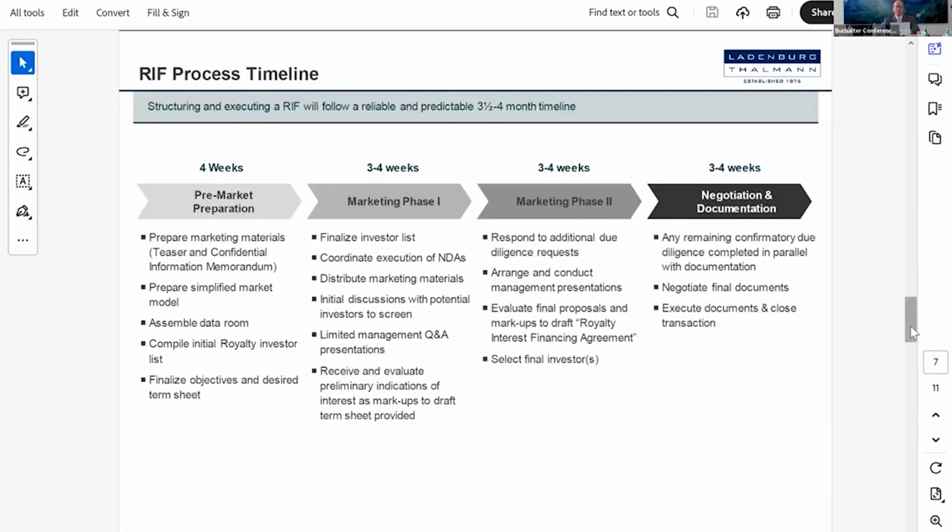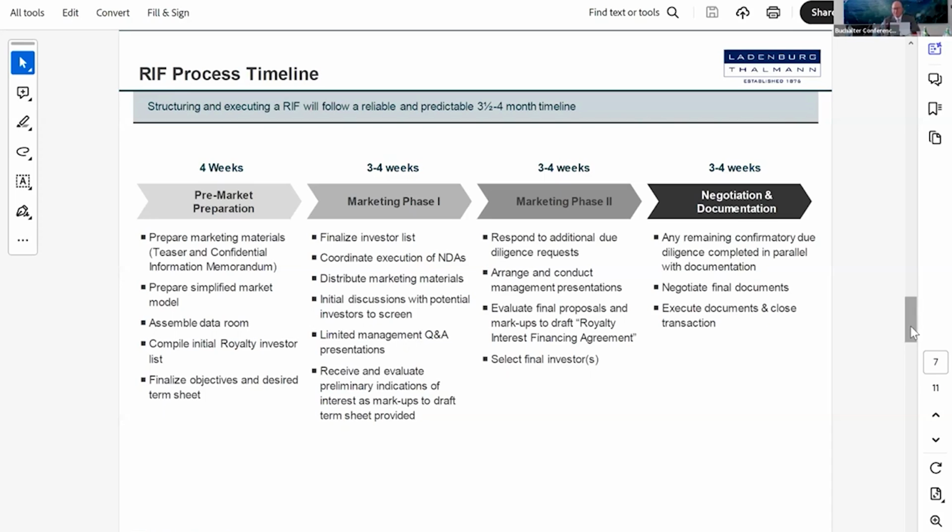So the first phase is just our putting together a confidential information memo. The second stage, we basically provide the confidential information memo and a model in a data room. By the end of that month, we're already getting back markups to term sheets. So basically, within 2 months of our getting started, companies are going to already know how robust the interest is, and we'll be getting markups to term sheets.